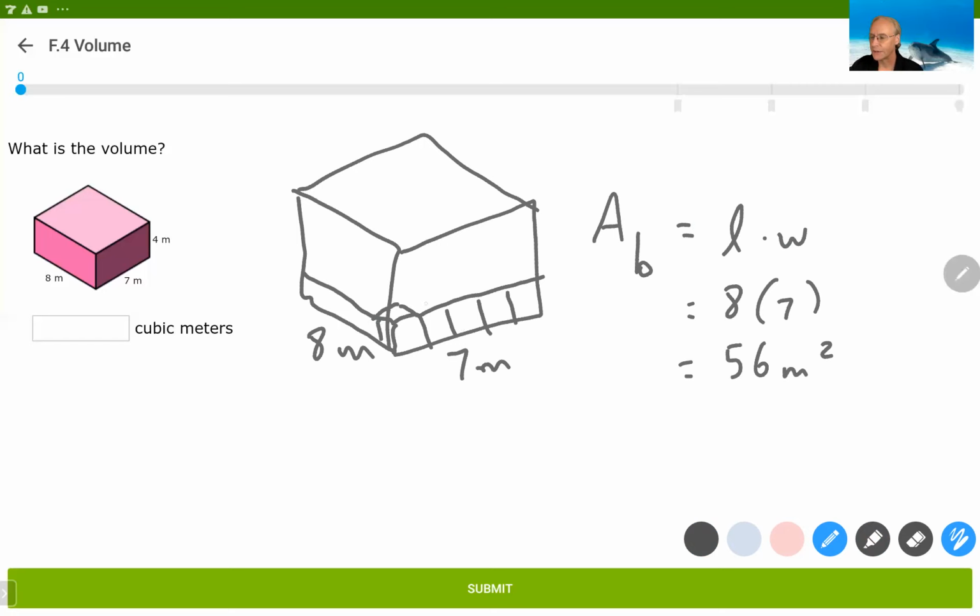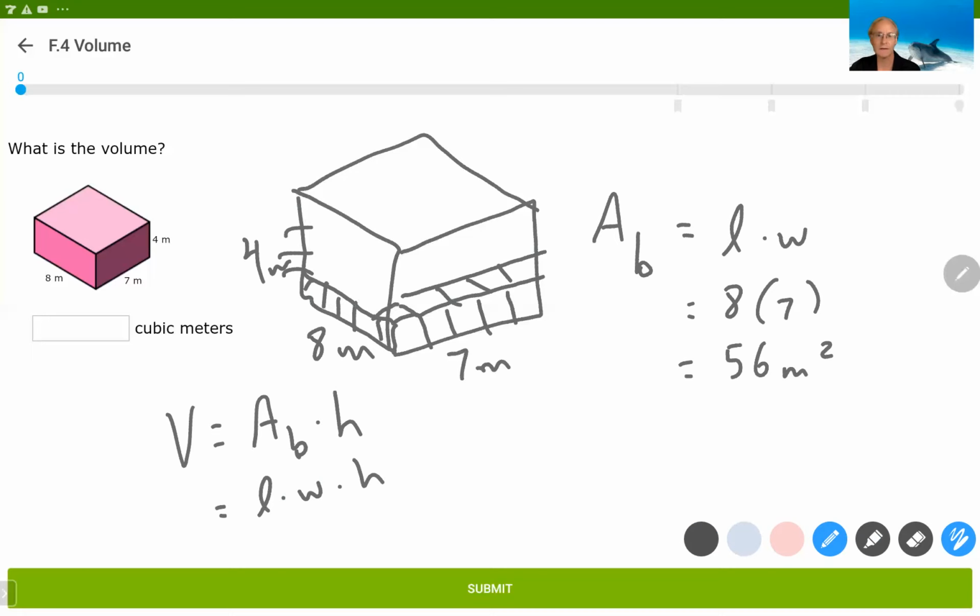In order to find out how many of these boxes, there's 7 of them across here, and there's 8 this way. That means there's 56 boxes in this first level, and we know that there are 4 levels high. 1, 2, 3, 4. And there's 4 meters tall. So the volume is equal to the area of the base times the height. In this case, the area of the base is 56, or length times width. Some people like to look at just length times width times height, but it's better to think of it as the area of the base times the height.